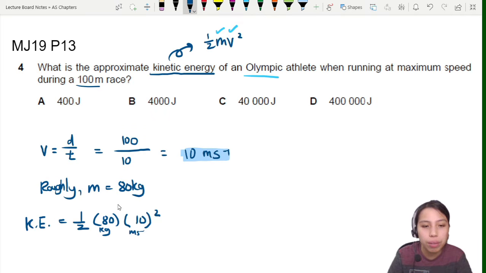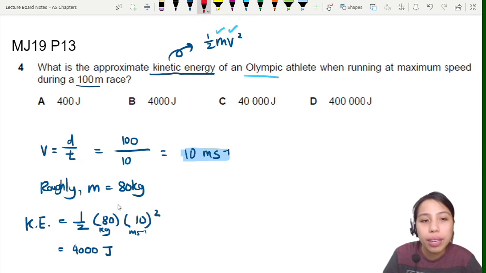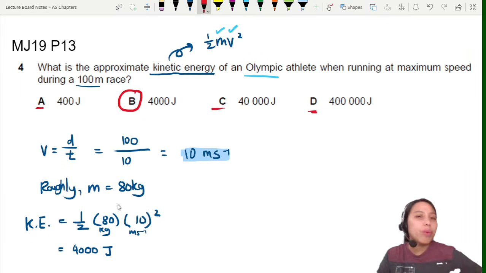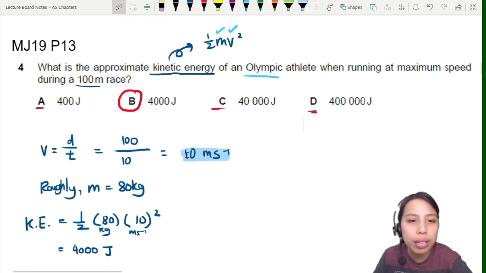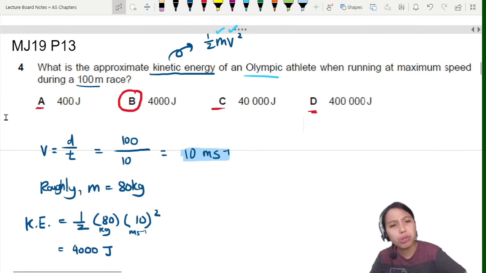This is in meters per second. And pressing the calculator, you should get about 4,000. Did I get 4,000? Let me check my calculator again. 4,000 joules. That's a unit for energy. So 4,000 would be the best estimate. Now you may be suspicious and wondering, what about A? What about C? What about D? Try playing around with the values. See if you use slightly different values, would you go very far from 4,000? The number of zeros matter.